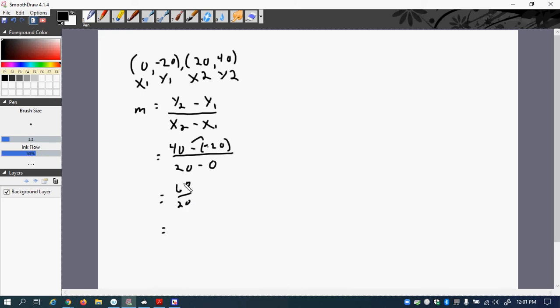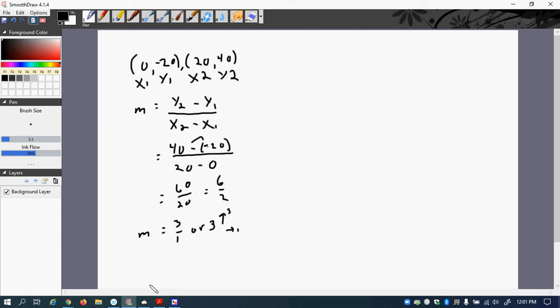And if we reduce that, well, I can take out 10 on top and bottom. So that makes it 6 over 2. And then 2 divides into 6 three times. So 3 over 1. So this is telling me my slope is 3, which means I'm rising 3 and running 1. And so that's what's nice about knowing the slope.